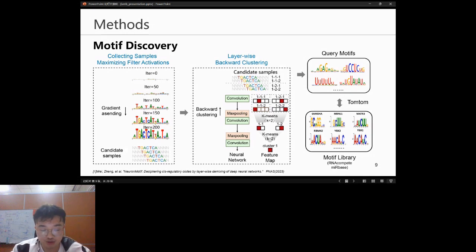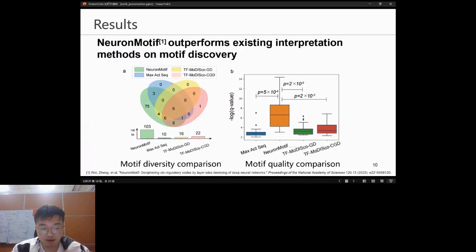After that, to ascertain which query motifs found by Neural Motif exhibit significant similarity to known RBP binding motifs or microRNA binding motifs, a motif similarity search was conducted with TomTom. Here, we only present the interpretation results of the half-life predictor.